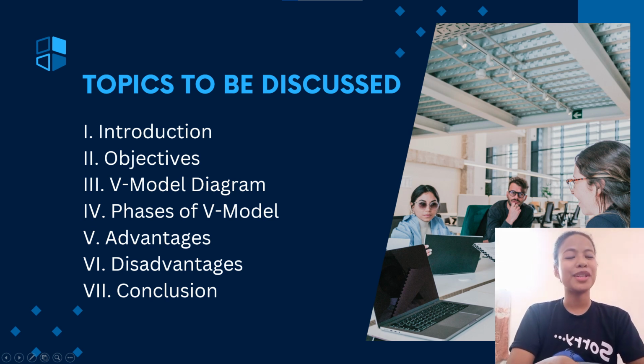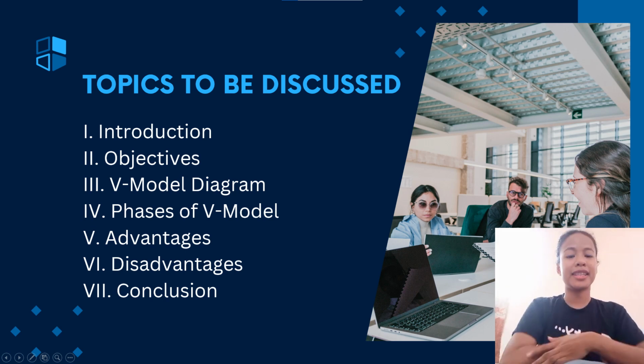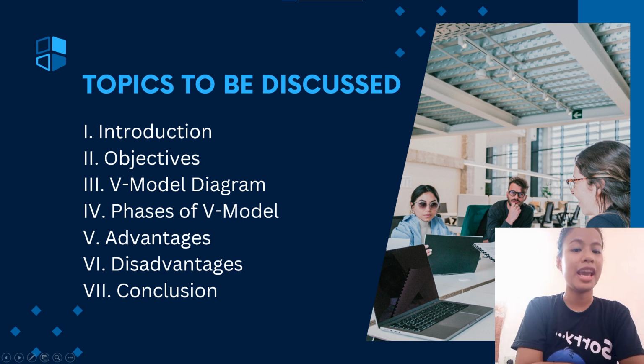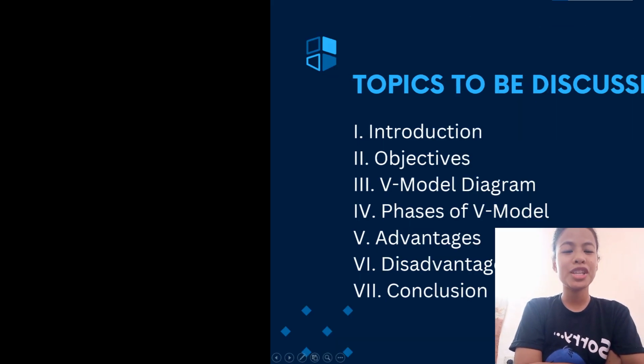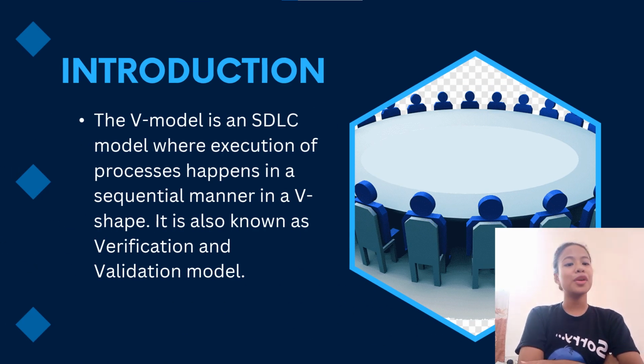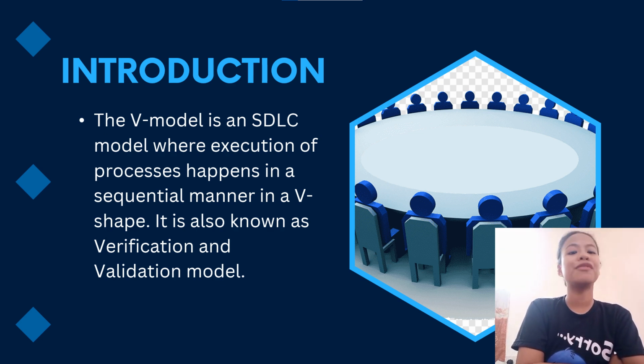So good day everyone. Today we're going to discuss the last phases of the SDLC model, which is the V model. So the V model is a sequential SDLC model that emphasizes verification and validation at each stage of development. It is known for its structured approach where each phase of development has a corresponding testing phase. So think of it like a V shape.